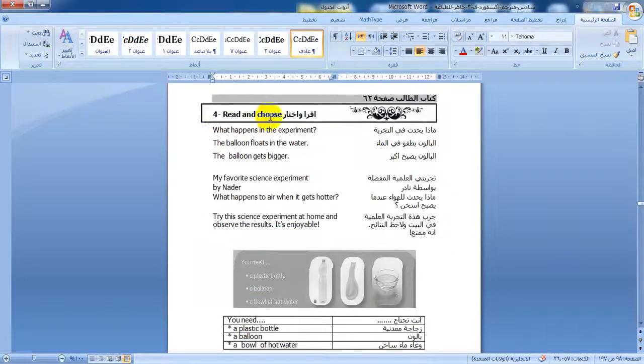4. Read and choose. What happens in the experiment? The balloon floats in the water, or the balloon gets bigger. My favorite science experiment by Nader. What happens to air when it gets hotter? Try this science experiment at home and observe the results. It's enjoyable.